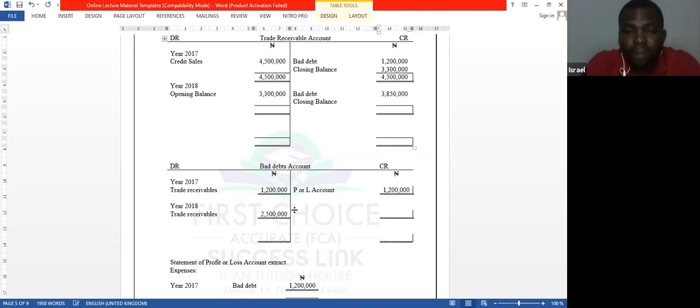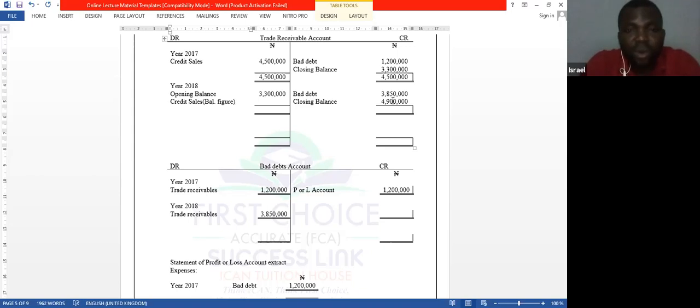This one also will be 3,850,000. So now, if you close your closing balance, this figure minus 8.750 will give us a total value of 4,900,000. Now, if you have gotten that 4,900,000, so you come back here and say, okay, what will be our balancing figure? Your balancing figure will now be your credit sales. It can ask you to get the figure. So this one is your balance figure.